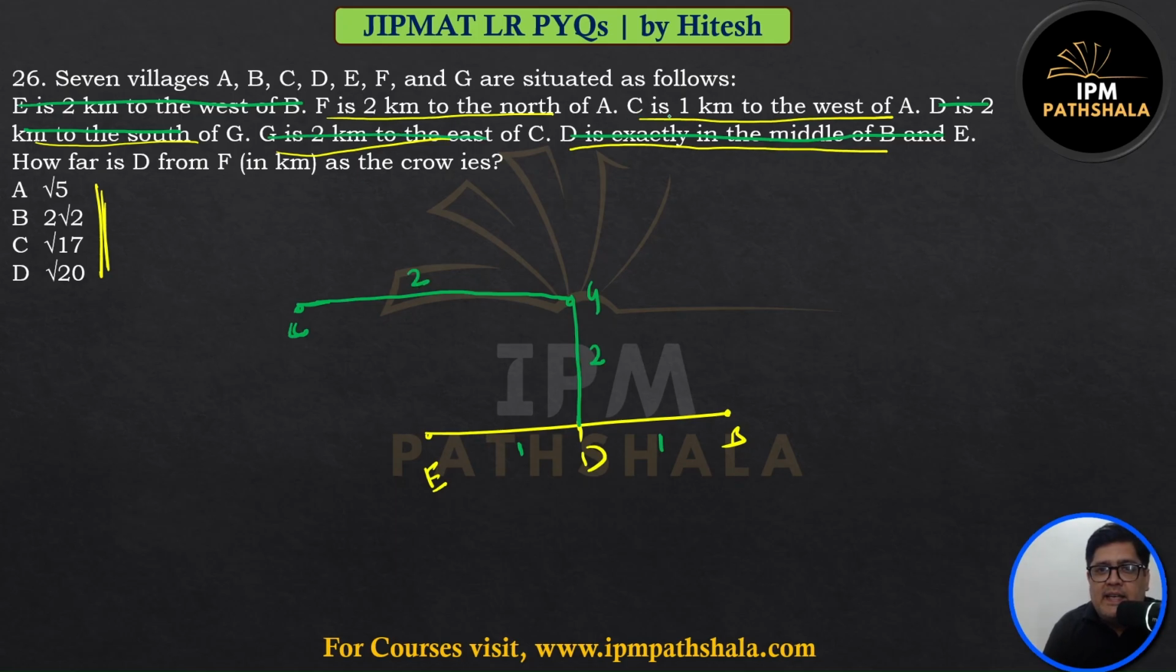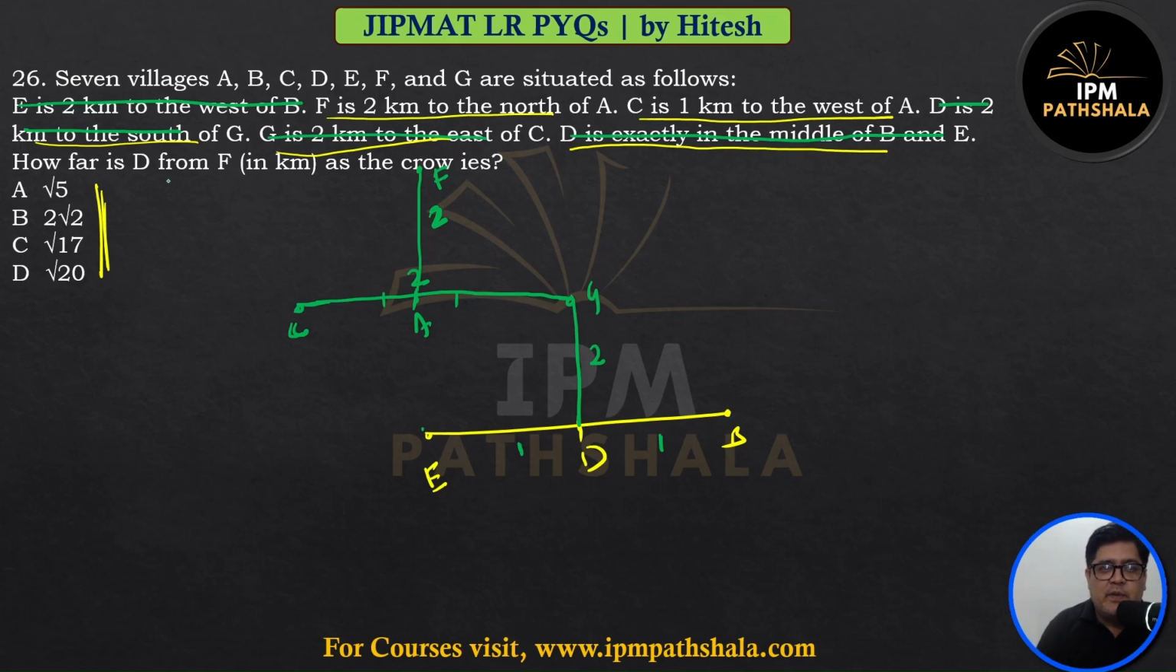Now C is 2 kilometers west of A. So A is the middle point. A will be above E. A will be here. C is to the west. West is here. A will be here in the middle. F is 2 kilometers north of A. 2 kilometers further north is F. Now I have managed to put 1, 2, 3, 4, 5, 6, 7 points.